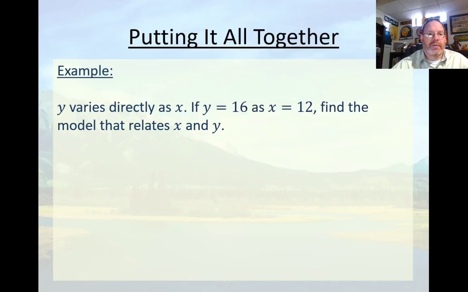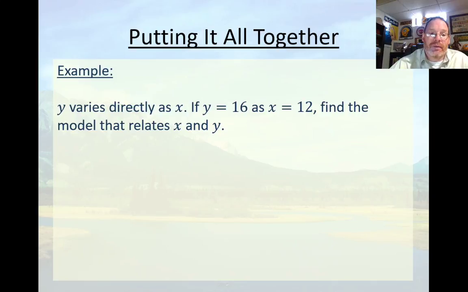So let's try an example. Y varies directly as x. And right there you should know what the formula is that you're going to be using. If y equals 16 as x equals 12, find the model that relates x and y. So all they want is the y equals kx equation, but you have to find k.